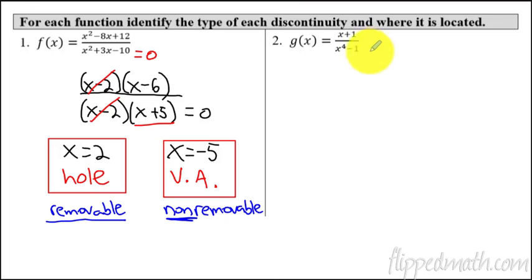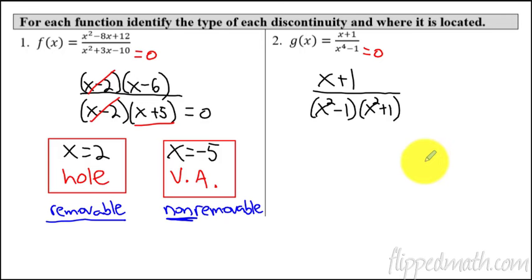So again, we're trying to figure out when does this denominator equal zero? The numerator is already factored. So let's go ahead and factor. So x plus 1 all over, this is, if you can recognize it, the difference of squares. That will become x squared minus 1 and x squared plus 1. All right, now we are going to factor again because this one is also the difference of squares.